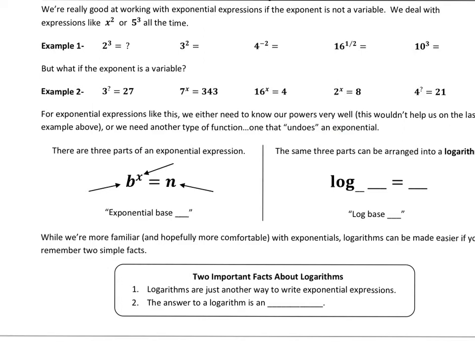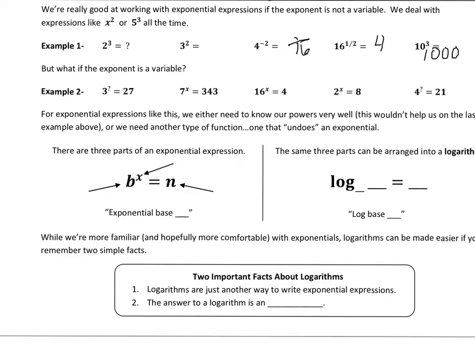We've done that. We can do x squared, 5 cubed all the time. Okay, so quickly, 2 cubed is 8, good. 3 squared, 9. 4 to the negative 2, 1 over 16, good. 16 to the 1/2, yeah, it's just a square root, right? So that is 4. 10 to the 3rd, how about 1,000, right? You write down that many zeros.